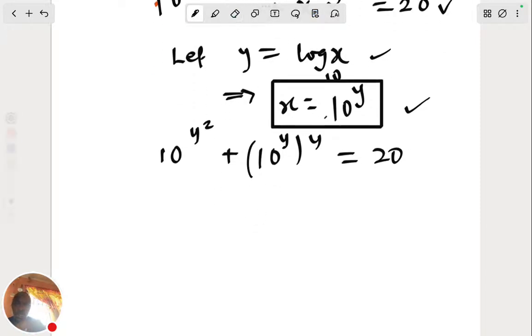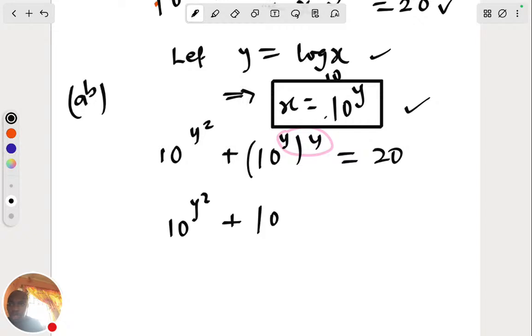Now here, we have 10 to the power of y, to the power of 2, plus 10 to the power of y squared. We have to multiply the powers, because from the law of indices, when you have a to the power of b, then to the power of c, this will be a to the power of b times c. That is the product power law. So we are going to have 10 to the power of y squared.